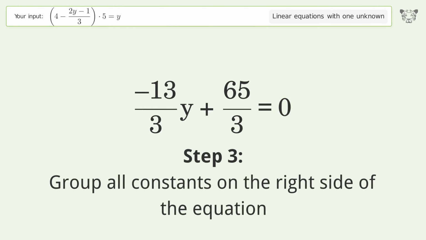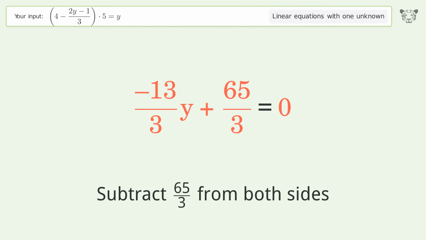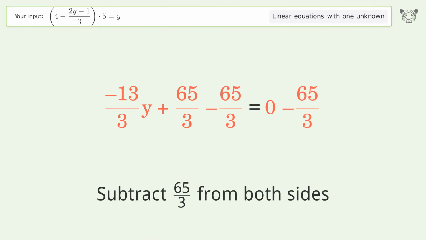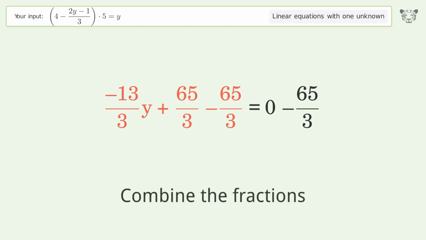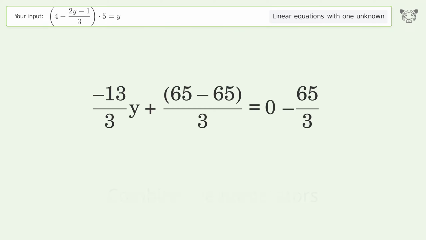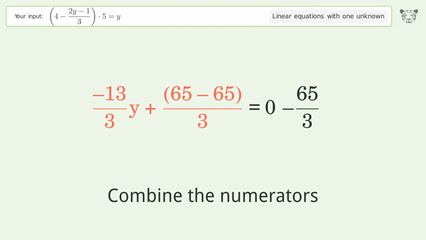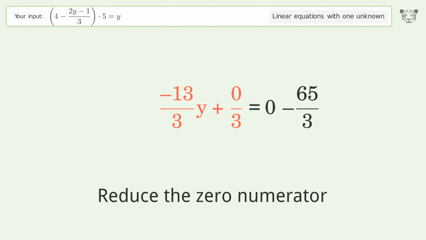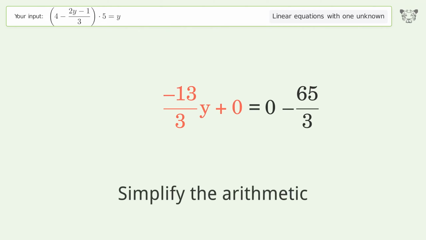Group all constants on the right side of the equation. Subtract 65 over 3 from both sides. Combine the fractions. Combine the numerators. Reduce the zero numerator. Simplify the arithmetic.